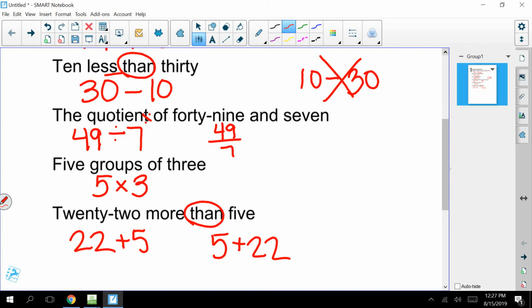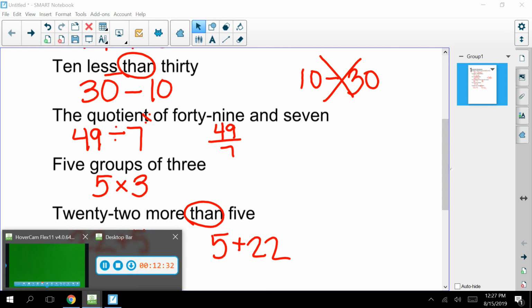Questions on any of that? Pretty easy. So I have a worksheet for us to do.